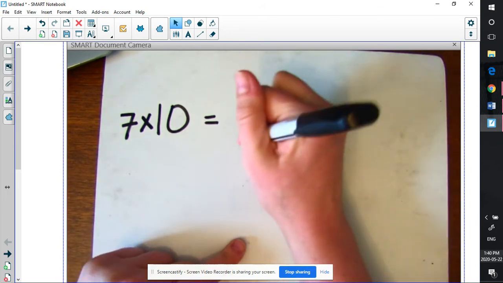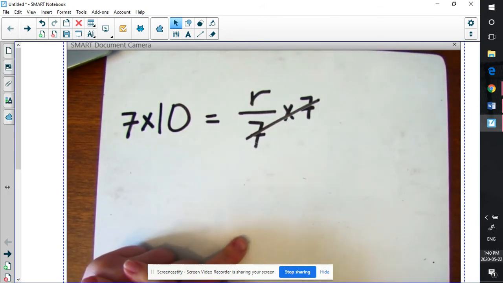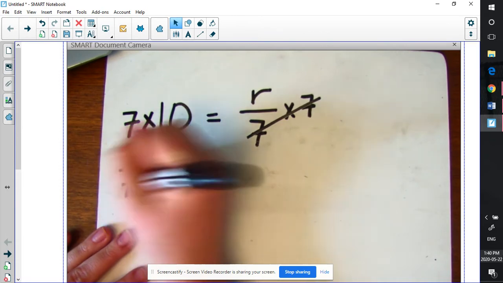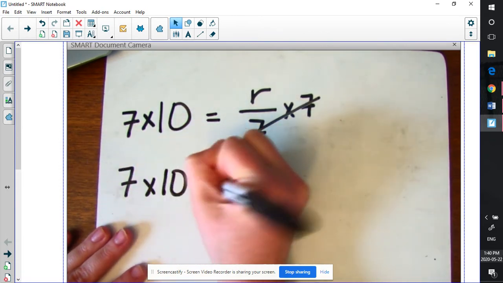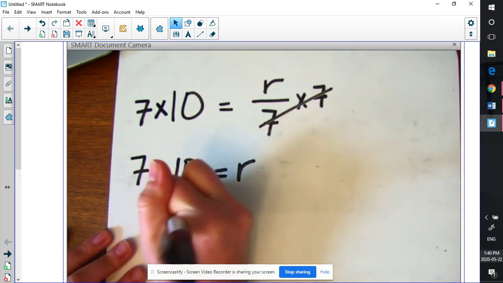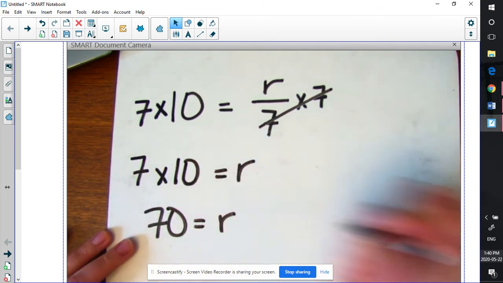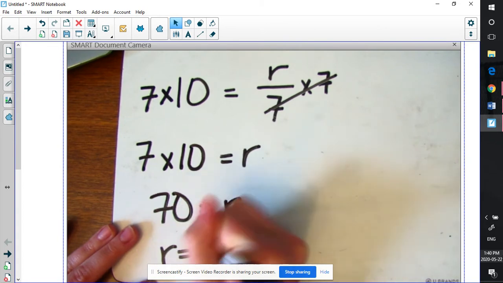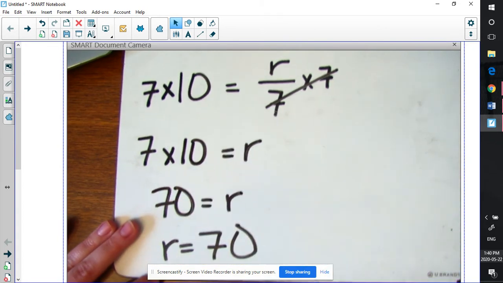Now these 7s cancel out, so I'm going to cross them out. Now what I have left is 7 times 10 equals r. 7 times 10 is 70. So my answer is 70 equals r, or r equals 70.